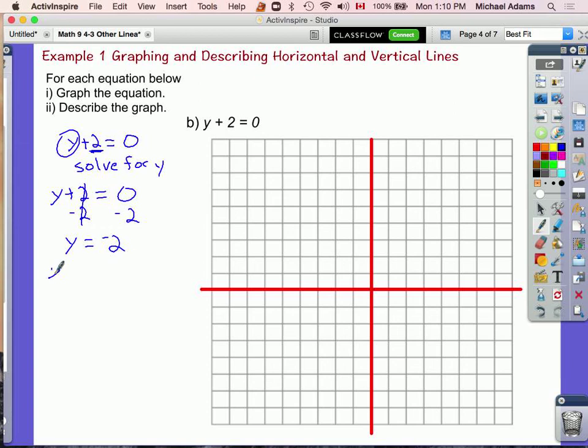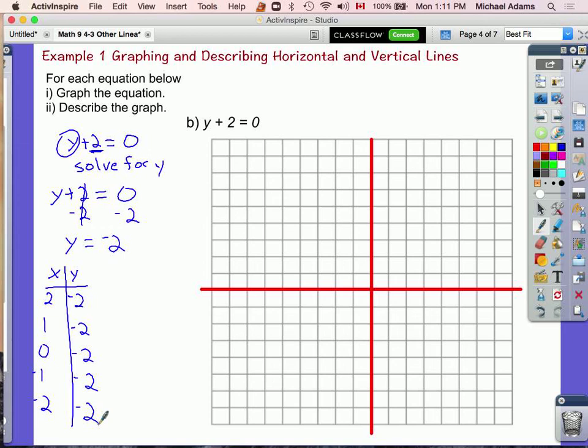If I was to do a table of values, which I don't really need to, but I will, I'm going to do negative 2. If x is 2, well, y is going to be negative 2. If x is 1, y is going to be negative 2. If x is 0, y is going to be negative 2. If x is negative 1, y is negative 2. If x is negative 2, y is negative 2. I think you get the idea. So there's my table of values, and I can get ordered pairs from my table of values.